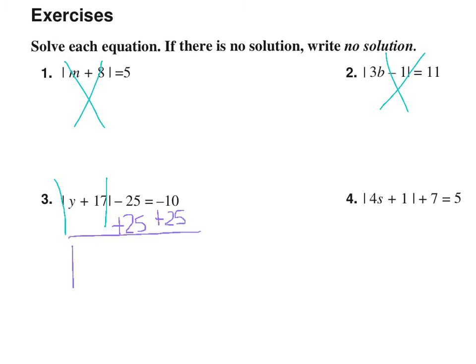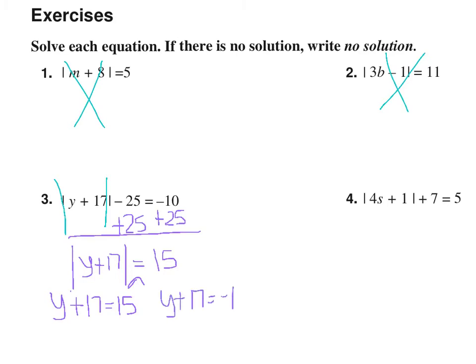Okay, so the absolute value of y plus 17 comes down. Negative 10 plus 25 is 15. That doesn't weird me out. And now I have absolute value equal to a positive number, so I'm going to go ahead and split this into two equations. y plus 17 is equal to positive 15, and y plus 17 is equal to negative 15. And then I will let you go ahead and solve those.